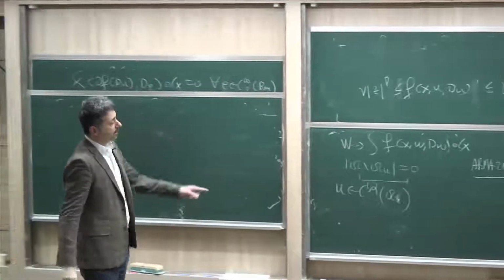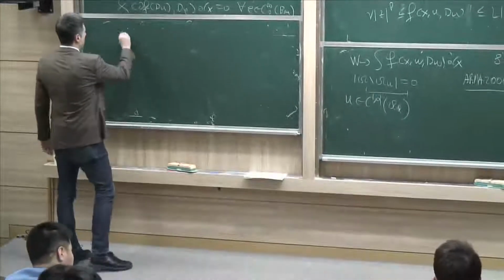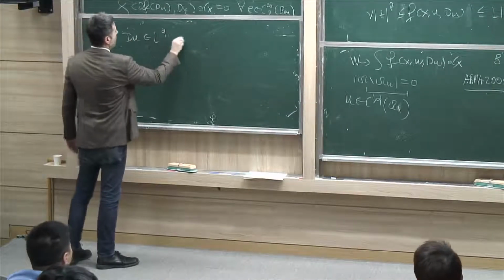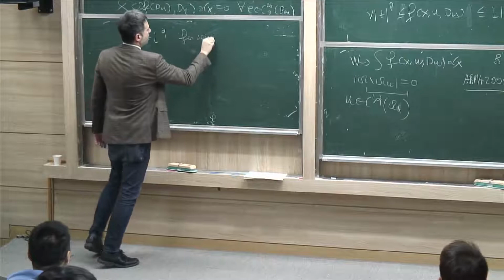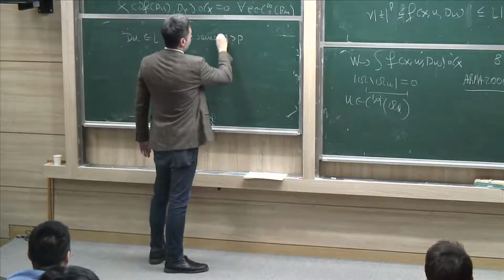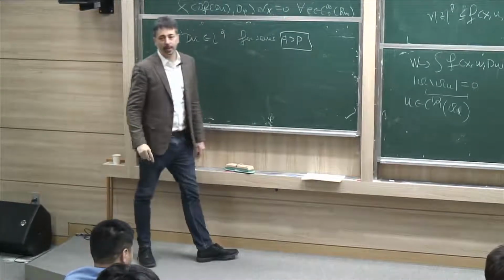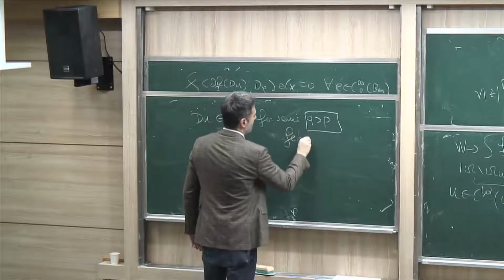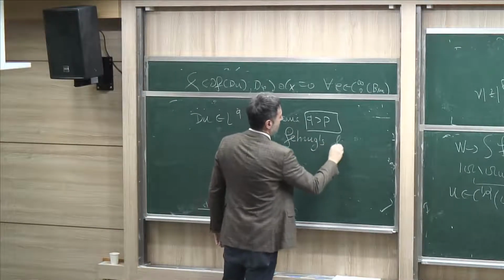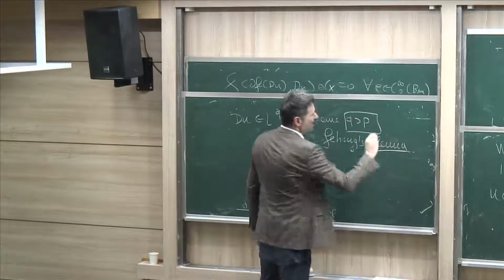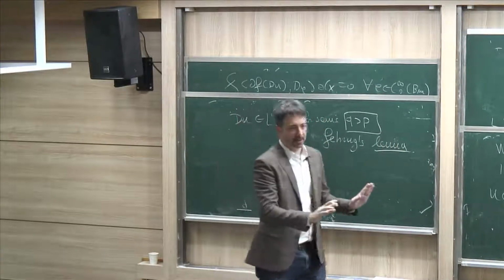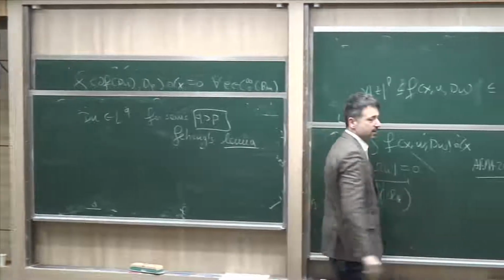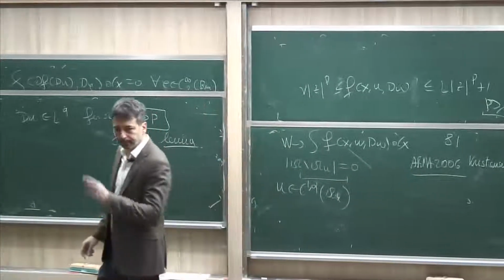On the other hand, the only result you have on the gradient, which is global, is that Du belongs to L^q for some q larger than p. This is Gehring's lemma, the last result I told you yesterday. This is the only thing, and it is true independently of everything, even if the dependence on x is only measurable.